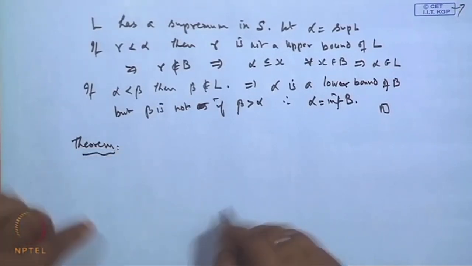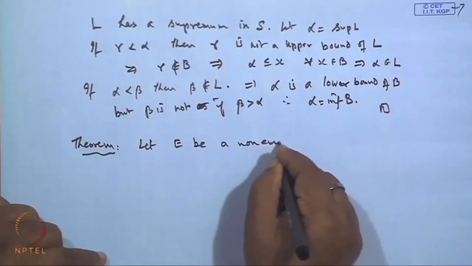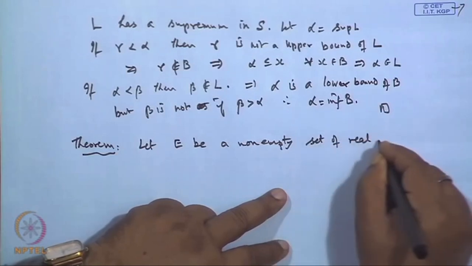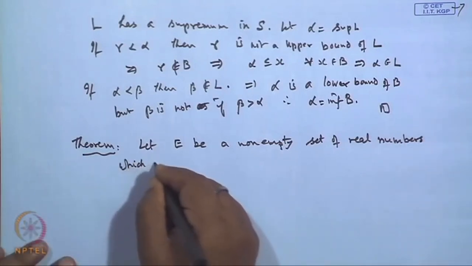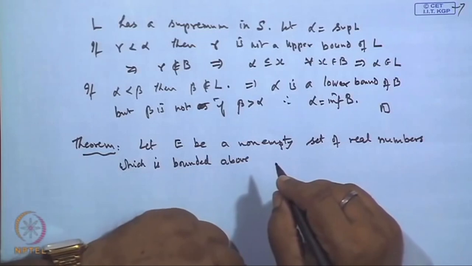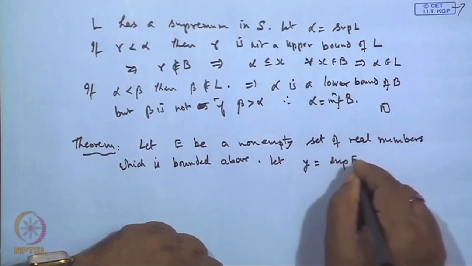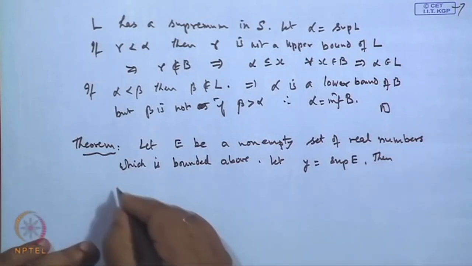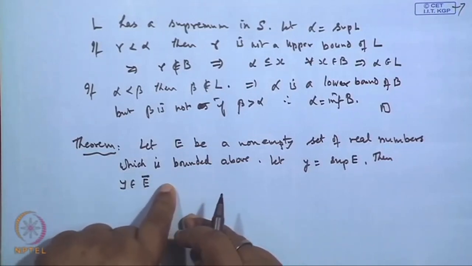So, this result we wanted to show. The result is: let E be a non-empty set of real numbers which is bounded above, and let y be the supremum value of E, that is, the least upper bound for E. Then the result says that y will be a point of closure of E. Closure of E means the set E together with its limit points is the closure set.